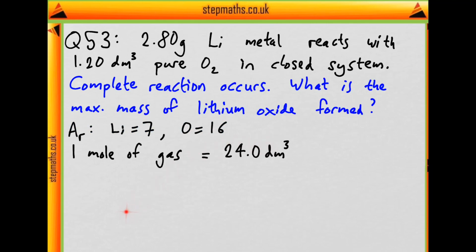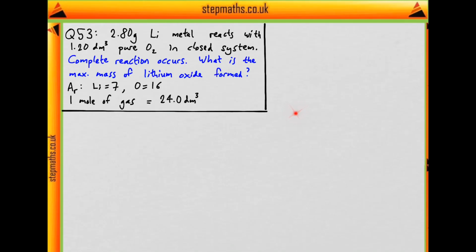It gives you some information: the relative atomic masses of lithium and oxygen, and the volume of 1 mole of gas. So where's a good place to start? Well, why don't we write an equation for the reaction that's happening? We're told that we're making lithium oxide from lithium and oxygen. And so firstly, what's the formula for lithium oxide? That's Li2O. So if we make that from lithium and oxygen, it comes out as 2 lithium plus half an oxygen forms Li2O.